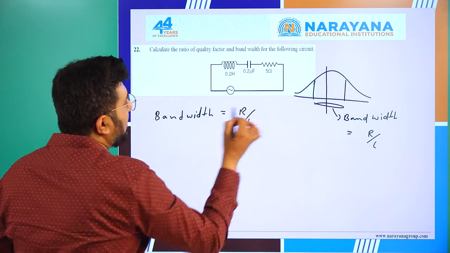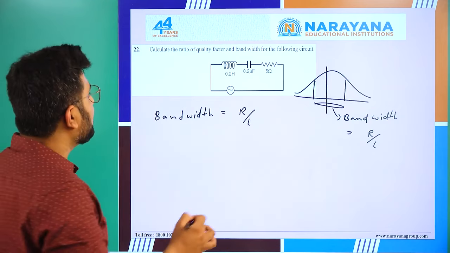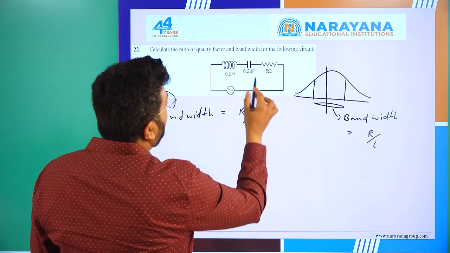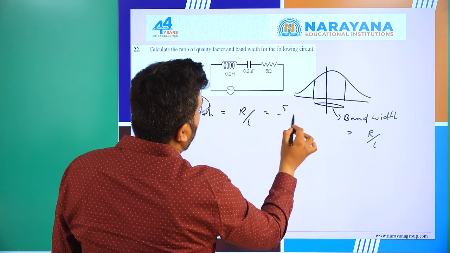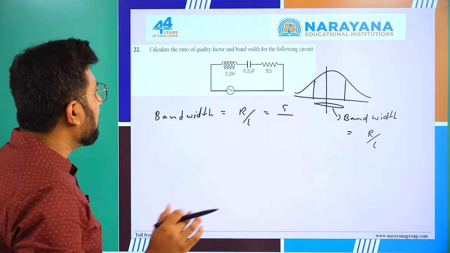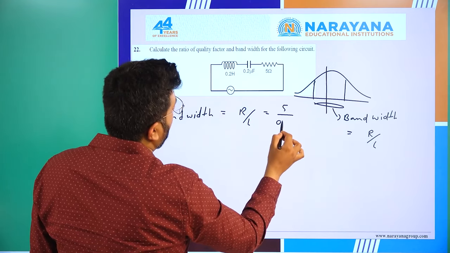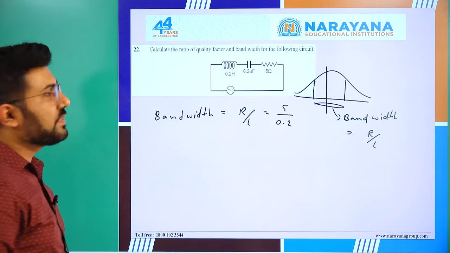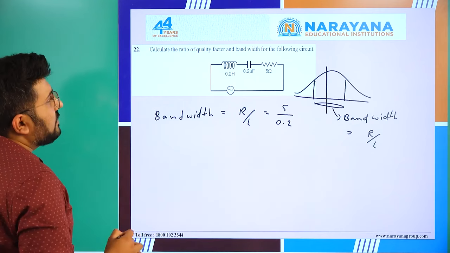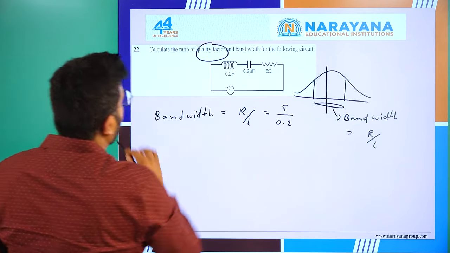So the angular bandwidth is equal to R by L. So let's find the value of the angular bandwidth. The resistance is 5, divided by the value of L, which is 0.2. Okay. Now, the next one is the quality factor.